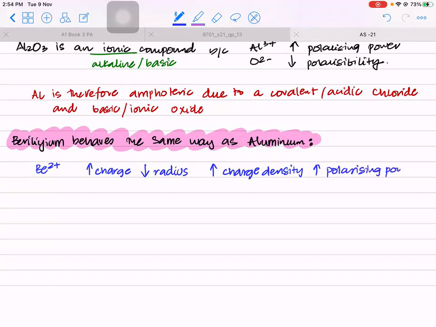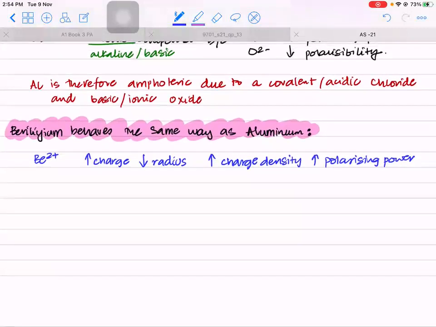power, just like aluminum. That is why when we do group 2 as a separate chapter, you'll see we don't consider beryllium as part of group 2. Why? Because it behaves like group 13 or aluminum. So we don't even consider this to be part of group 2. It is in group 2, but we don't really consider its properties to be similar to that of group 2 elements. So right here, it behaves like aluminum.